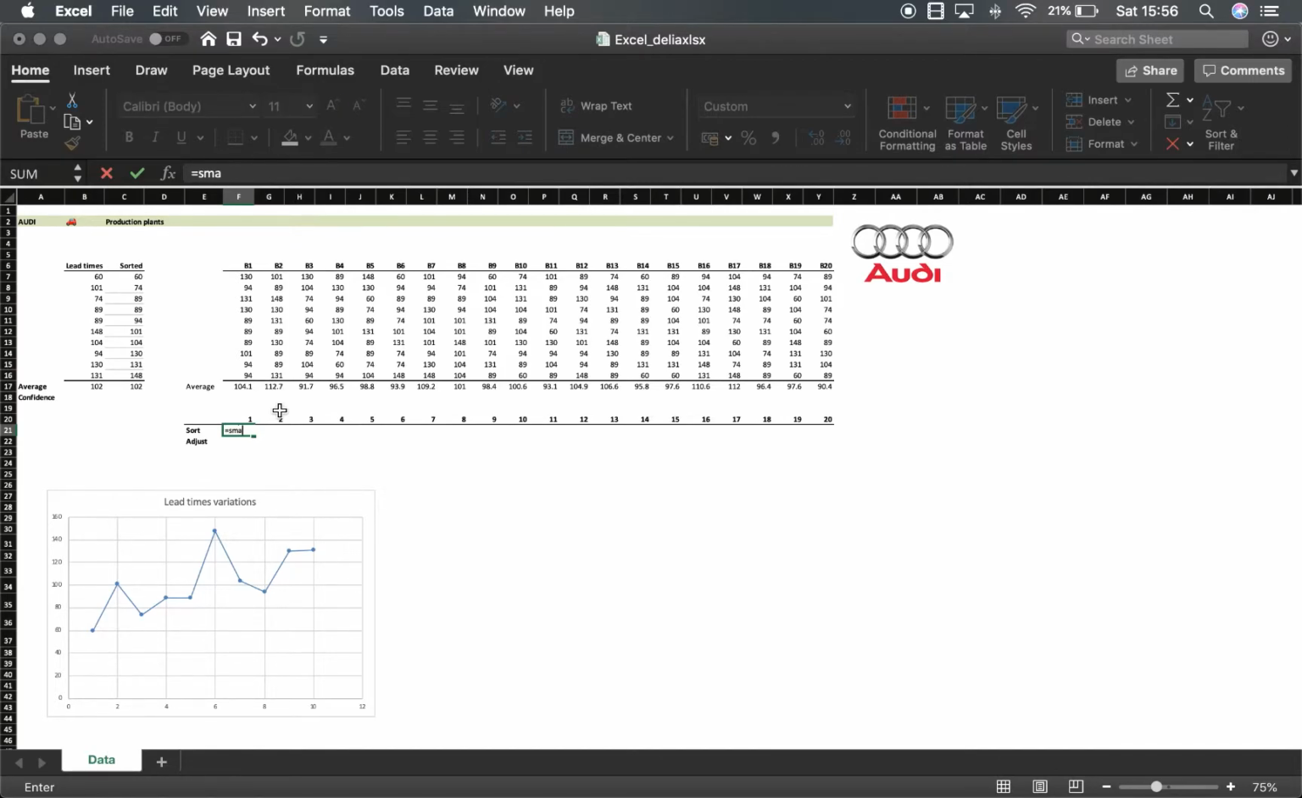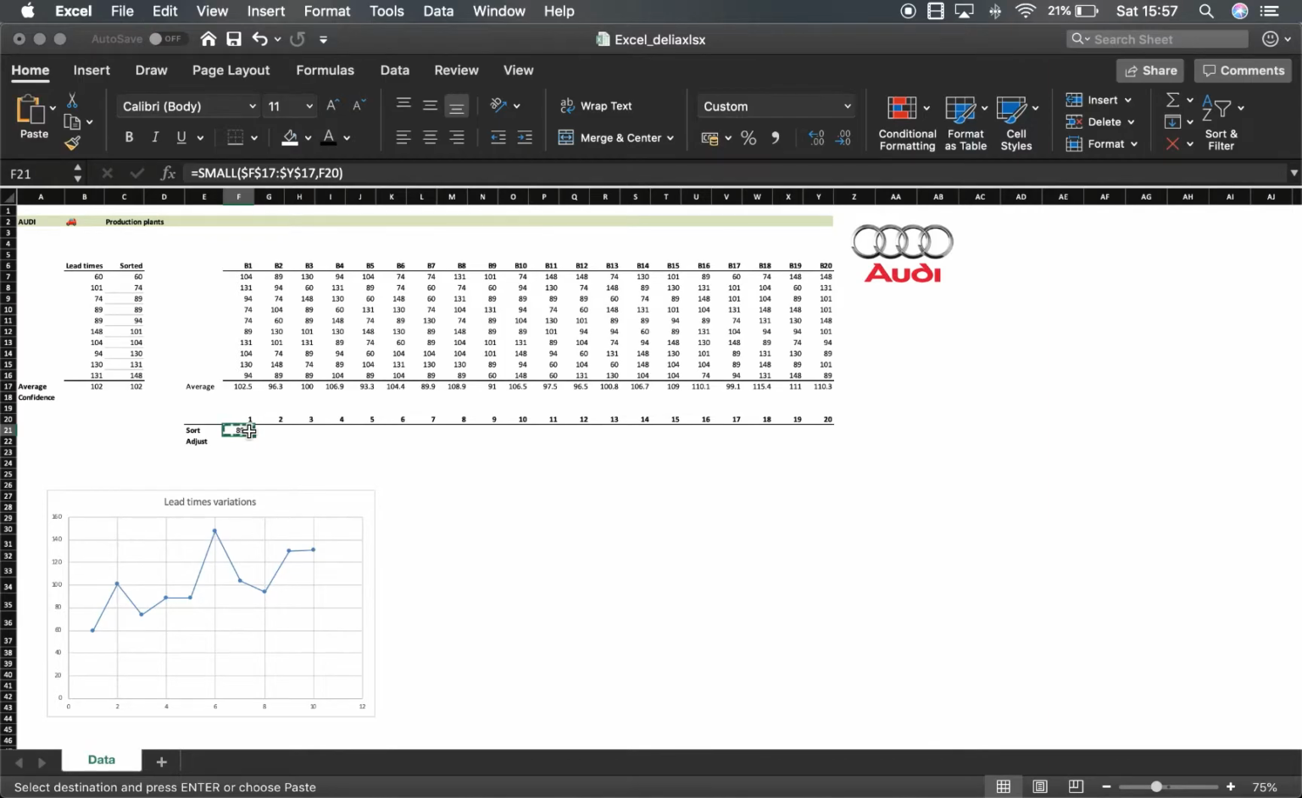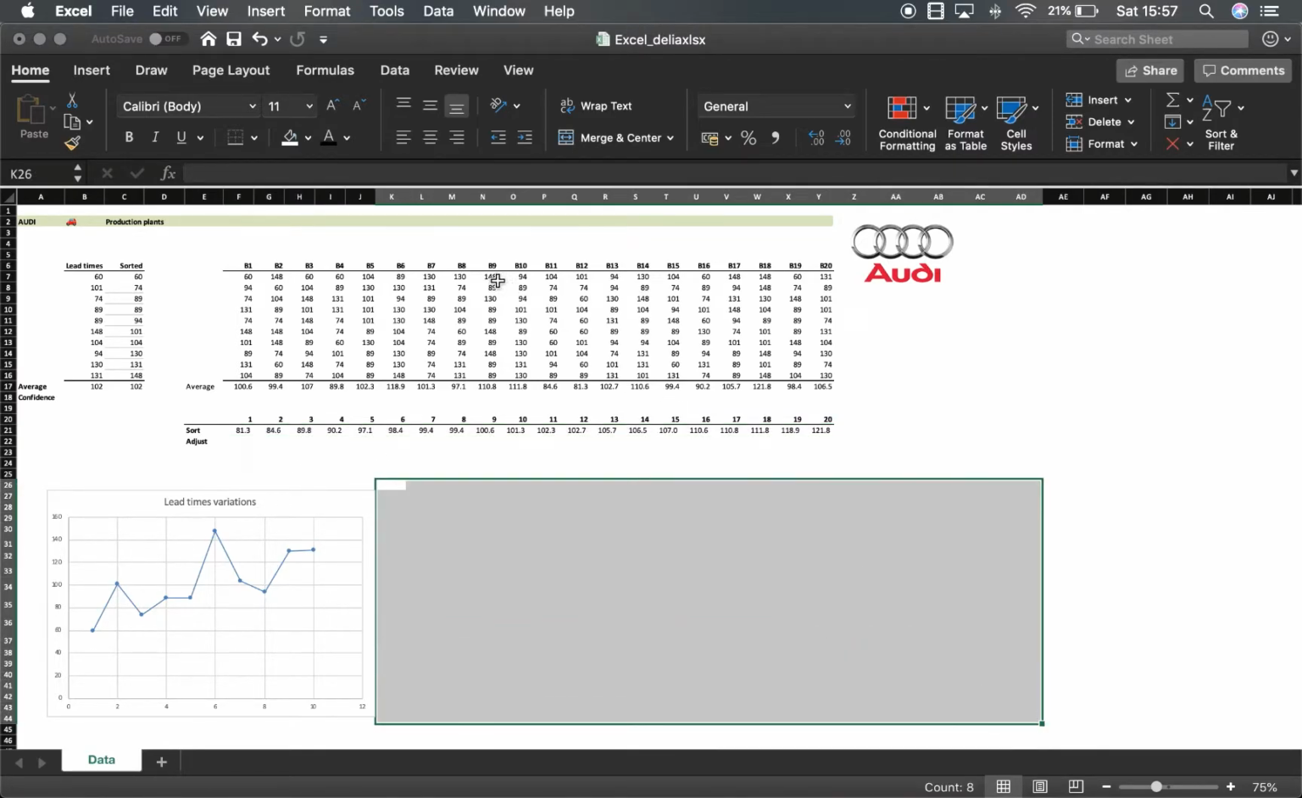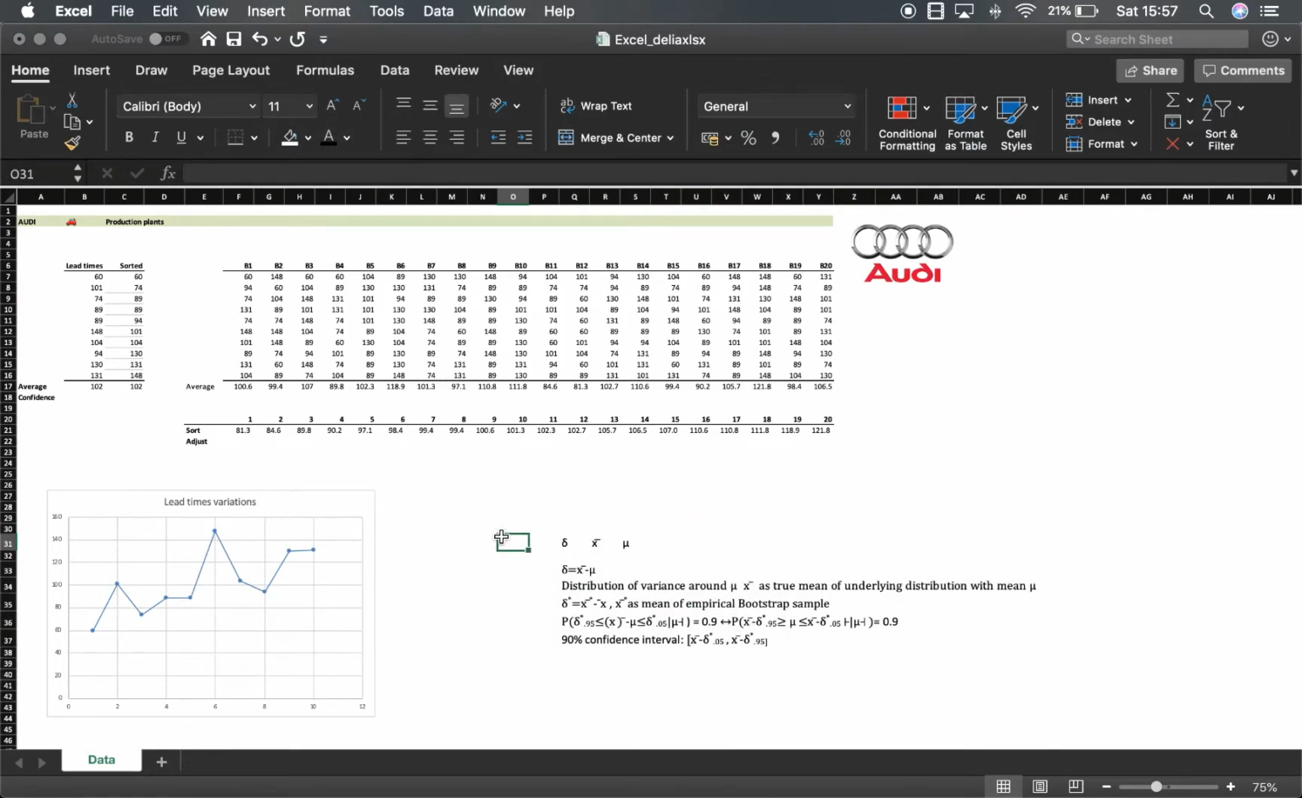In the next step, we have to sort the previously calculated mean values from the smallest to the highest value, using the small formula. Now we want to find the interval in which 90% of Audi's expected lead times are likely to occur. In our example, we can use a high confidence interval because of the fact that a lot of data is available when it comes to the car industry. Also, our data is drawn from an unknown distribution. Therefore, the confidence interval cannot be calculated by simply using a t-test, for example, because data is not normally distributed. That is one major advantage of bootstrapping. It can be applied even if distribution is very complex or unknown.